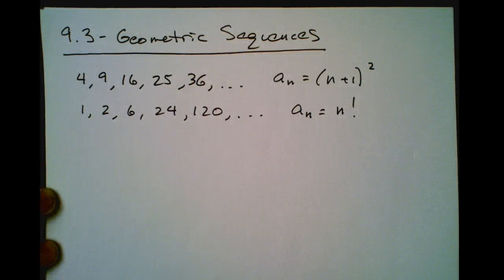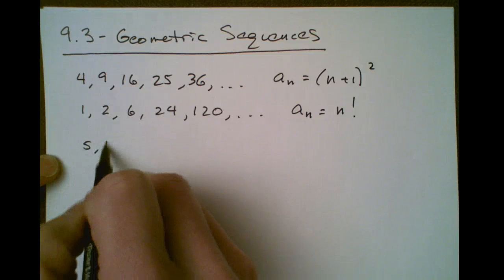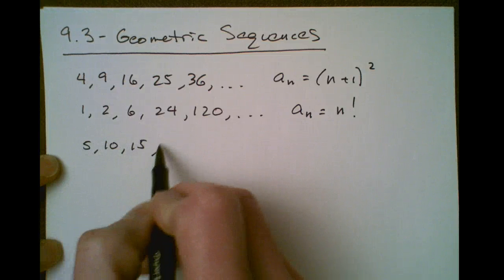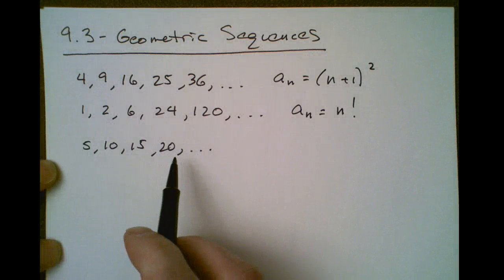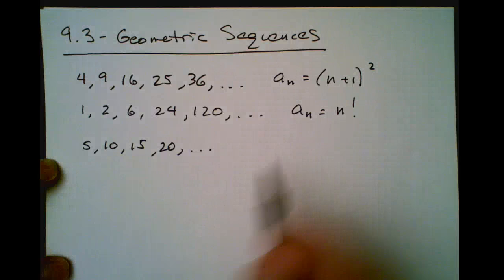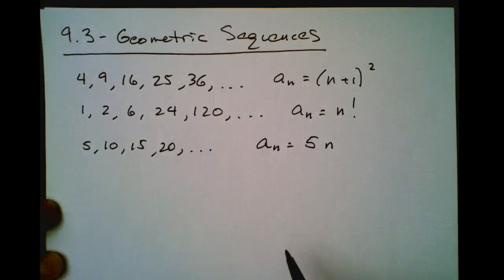And then we talked about some that we gave a specific name. So we might have had 5, 10, 15, 20. And this is going up by 5 each time. And we learned that this is called arithmetic. So this would be a sub n is equal to 5n.